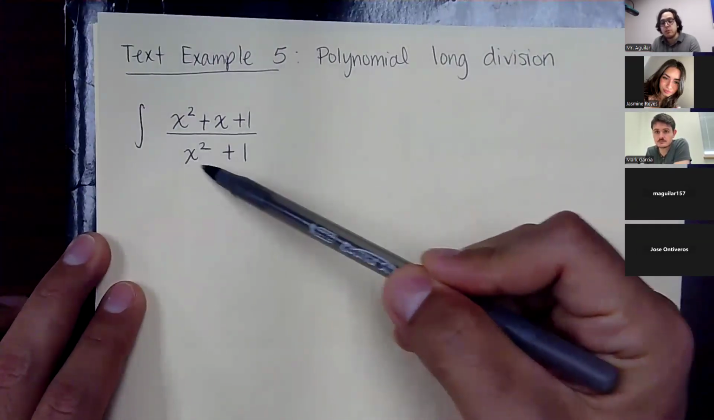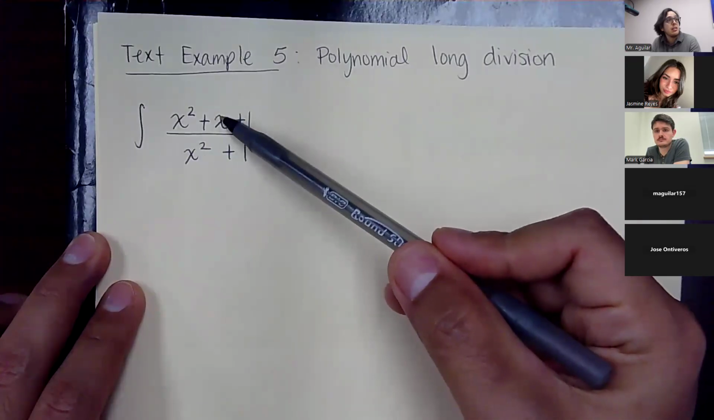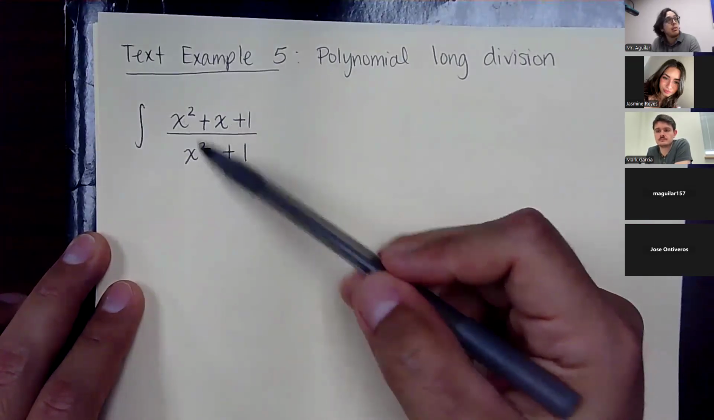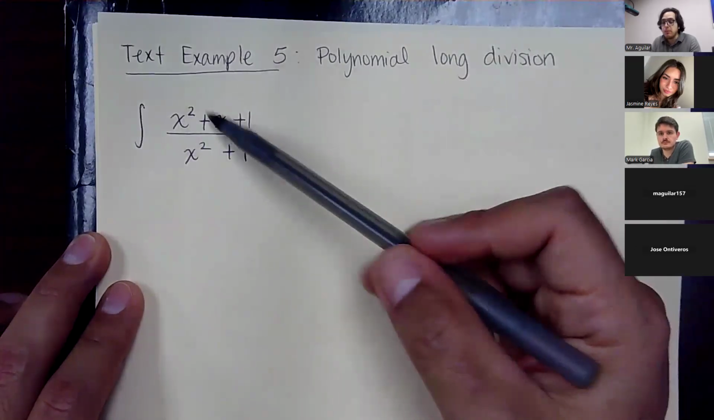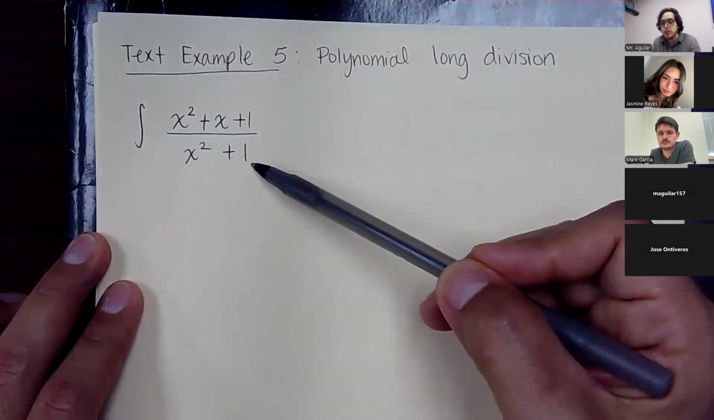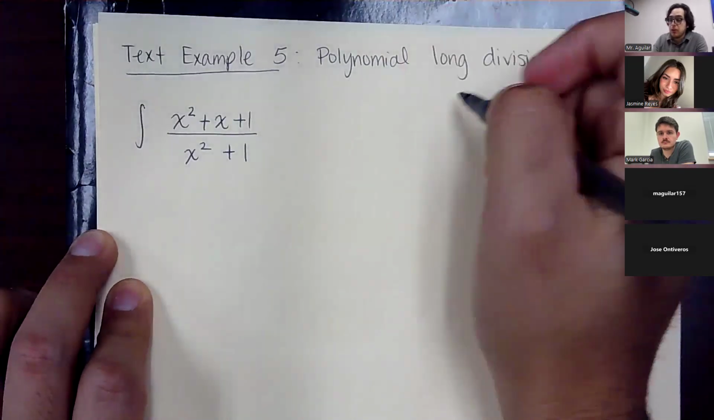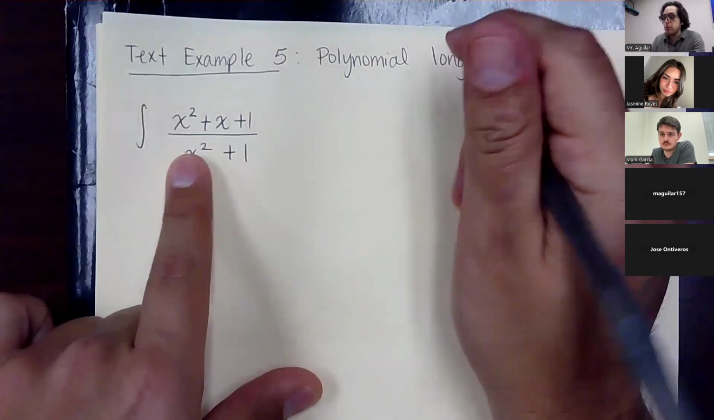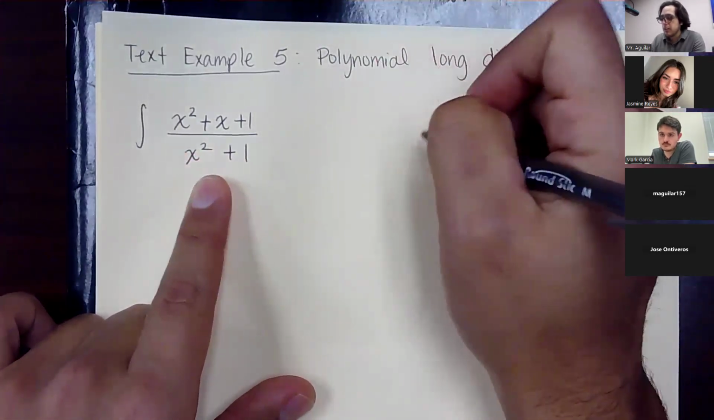But if you take the derivative of this denominator, its derivative is not going to be this numerator, right? Because they're both in terms of x squared. So if you have a polynomial divided by another polynomial, then we want to go ahead and apply long division. Long division, if you vaguely recall, will look something like this.